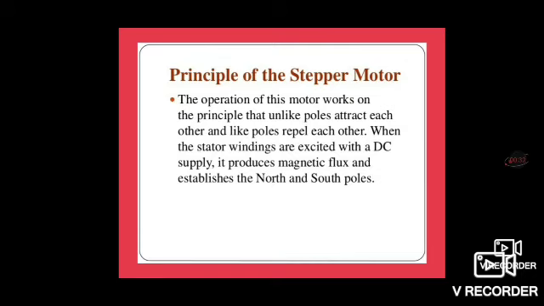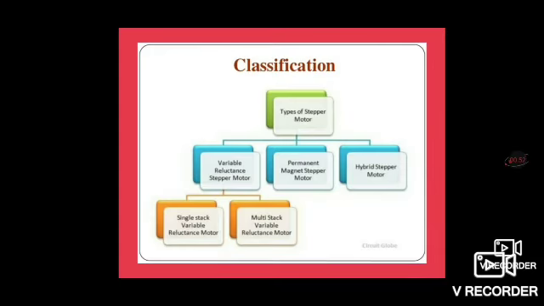Let us see the principle of the stepper motor. The operation of this motor works on the principle that unlike poles attract each other and like poles repel each other. When the stator windings are excited with a DC supply, it produces a magnetic flux and establishes the north and south pole. So the stator behaves as an electromagnet.